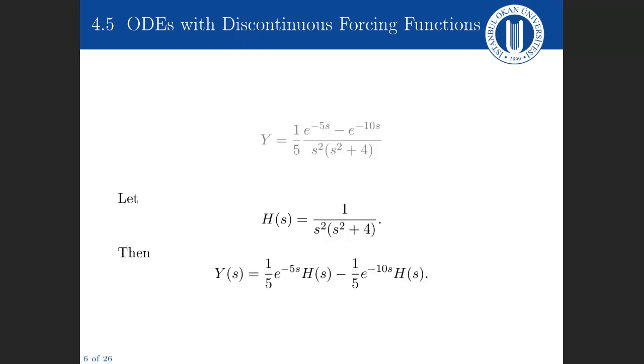More precisely, I'm going to introduce a new function called capital H, and then I can see that capital Y is 1 over 5, e to the power of minus 5s capital H, minus 1 over 5, e to the power minus 10s capital H. Step one will be to find the inverse Laplace transform of capital H, and then we will use that to find the inverse Laplace transform of capital Y.